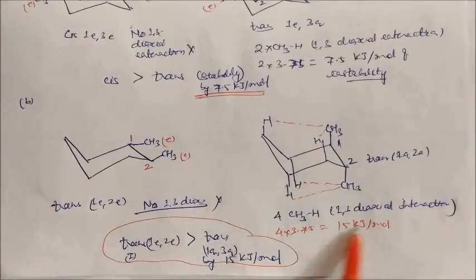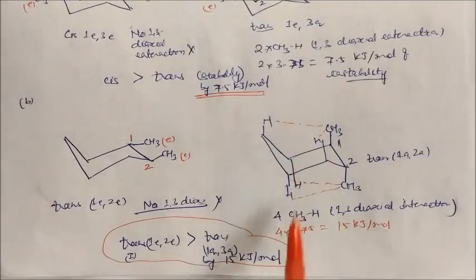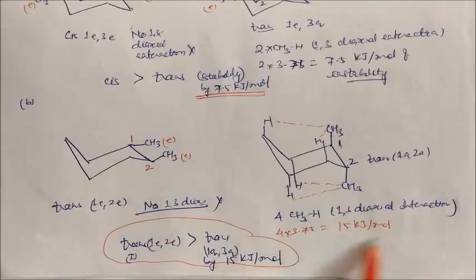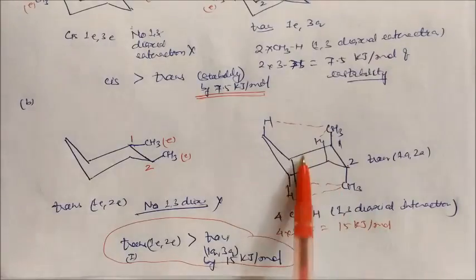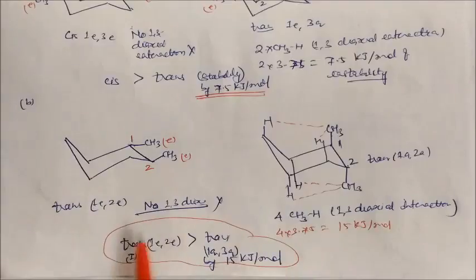So what will the total energy be? 4 interactions, and each interaction is 3.75. So multiply by 4, you will get 15 kilojoules. Definitely this isomer is more stable by this much, because this much energy causes the instability of the chair form of this molecule. So trans 1E,2E is more stable than trans 1A,2A by this much, 15 kilojoule per mole.